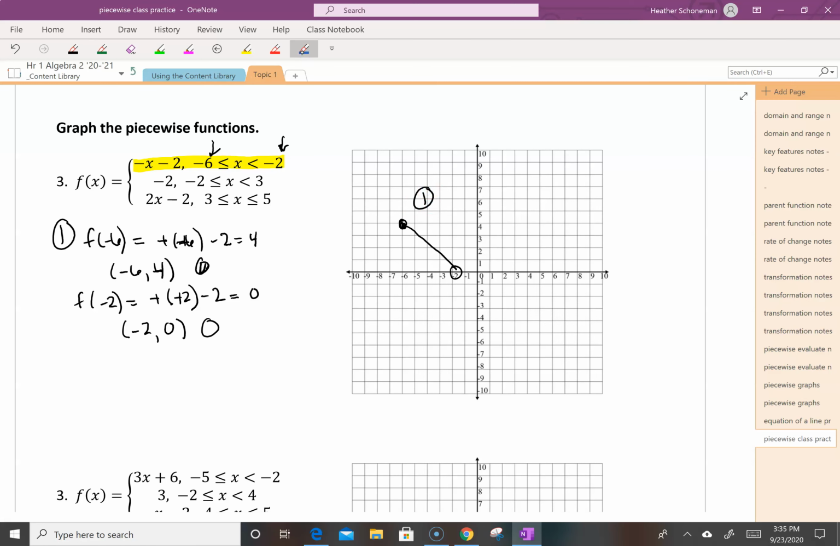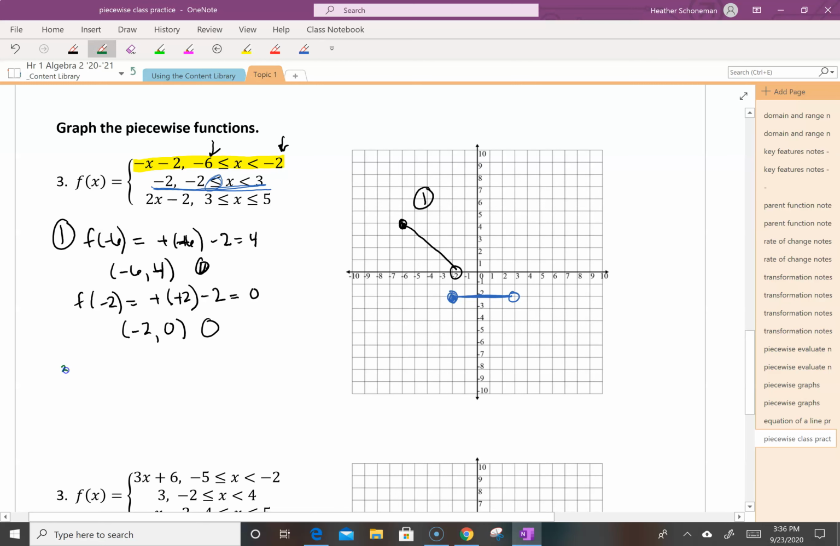Okay, now we're going to do that again for line 2. Oh, but we don't have to. Line 2 is a straight line from -2 to 3. At -2, we know it's going to have a closed circle. At 3, we're going to have an open circle, and we're going to connect in between.